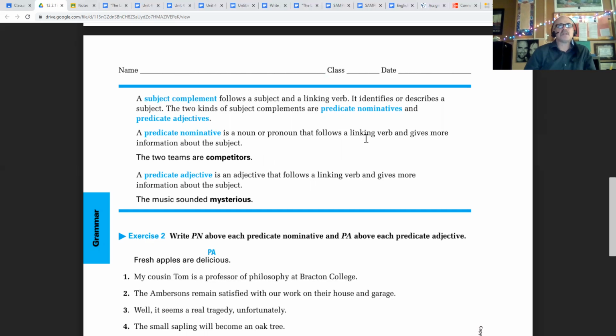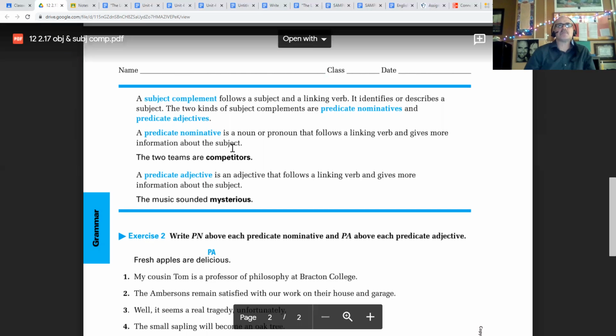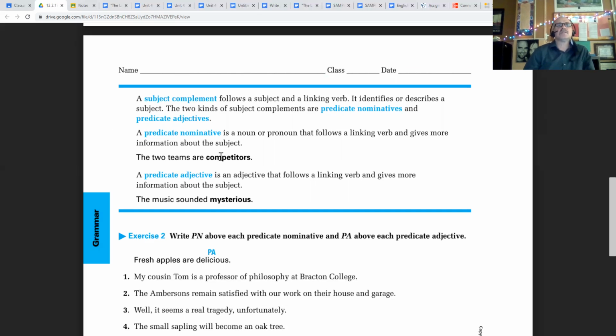So a predicate nominative is a noun or pronoun that follows the linking verb and gives more information about the subject. The two teams are competitors. So subject, teams, right? Verb, linking verb, are. And then we have a noun that completes the meaning of the sentence. And that is your predicate nominative.